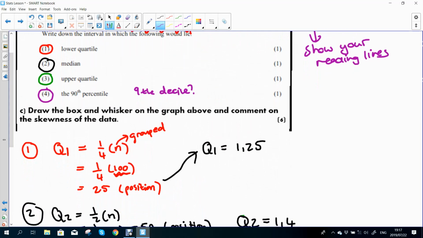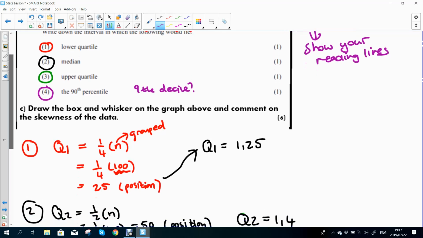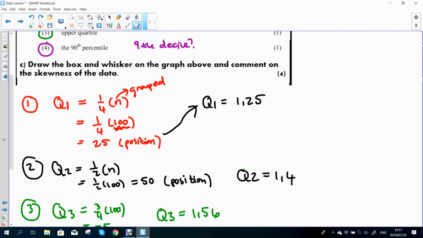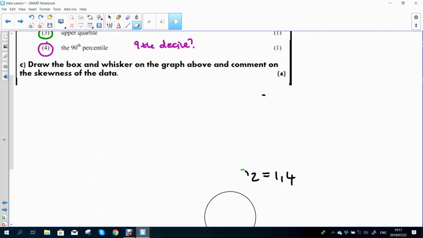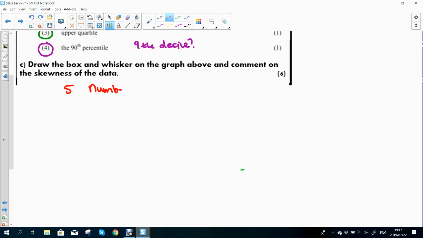Finally, the last question says, draw the box and whisker on the graph above and comment on the skewness of the graph. Now, guys, I'm just going to erase this because I need to have some space here. So, how do we draw a box and whisker, and what do we need to draw a box and whisker? The first thing that you need to understand is a five number summary. They talk about this word quite often. A 5-number summary is what you need to draw a box and whisker.